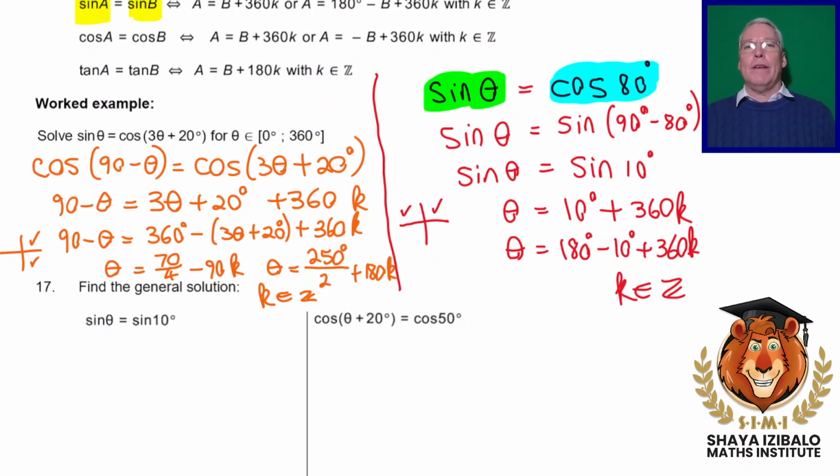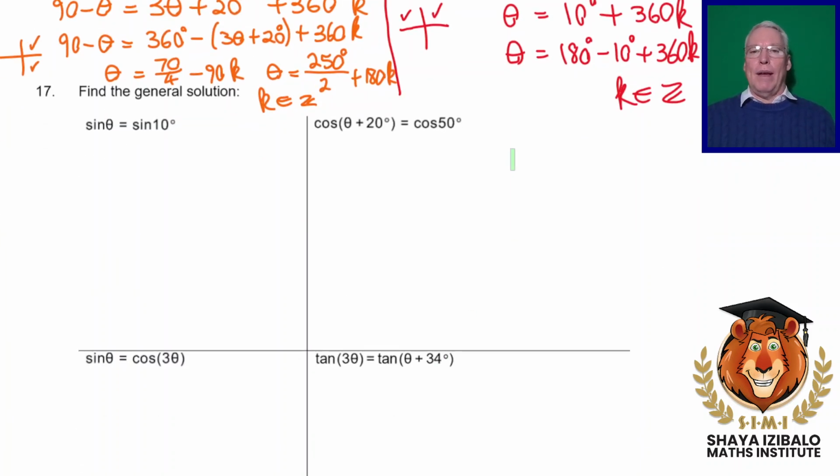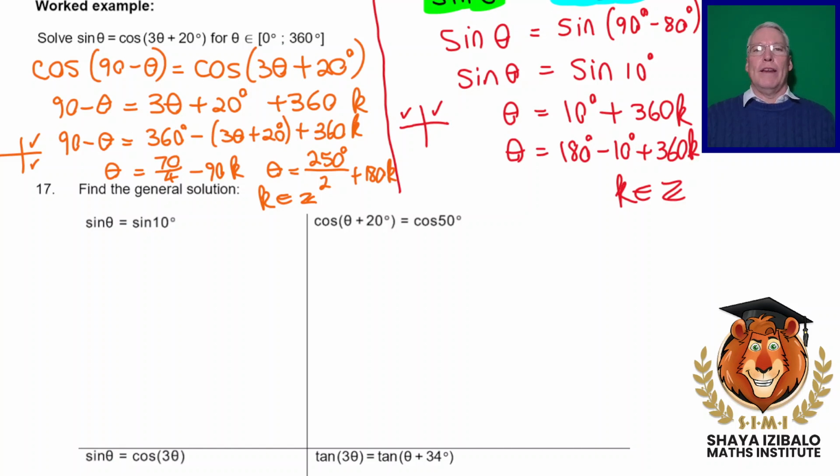If we've got cos equal to cos, then the angles are equal, or the one is the negative of the other. The negative takes us into quadrant 4. We could also go with 360 minus. And lastly, if we've got tan equal to tan, then we just take the two angles and we add 180k. Okay, so I'm going to do the next two together, and then we're going to ask you to try.